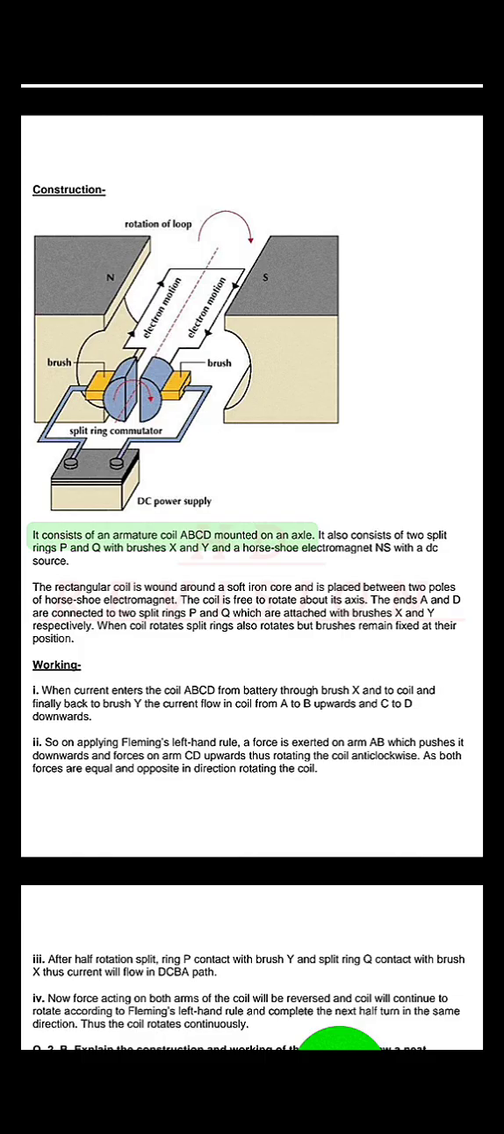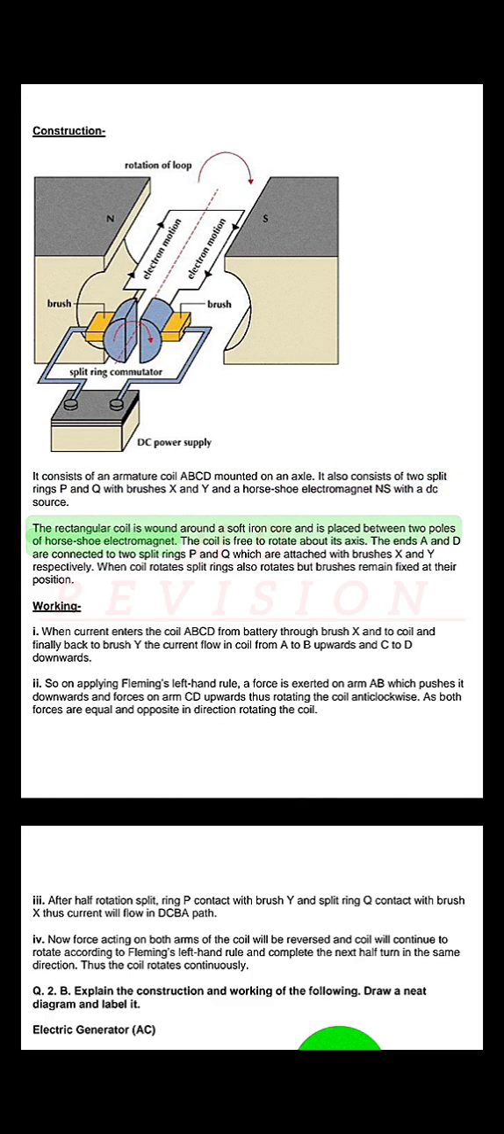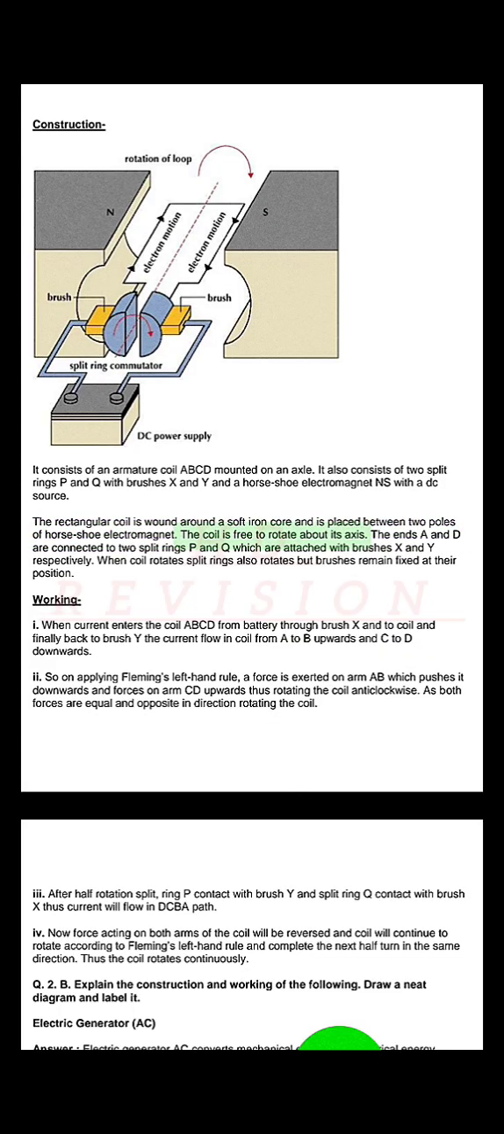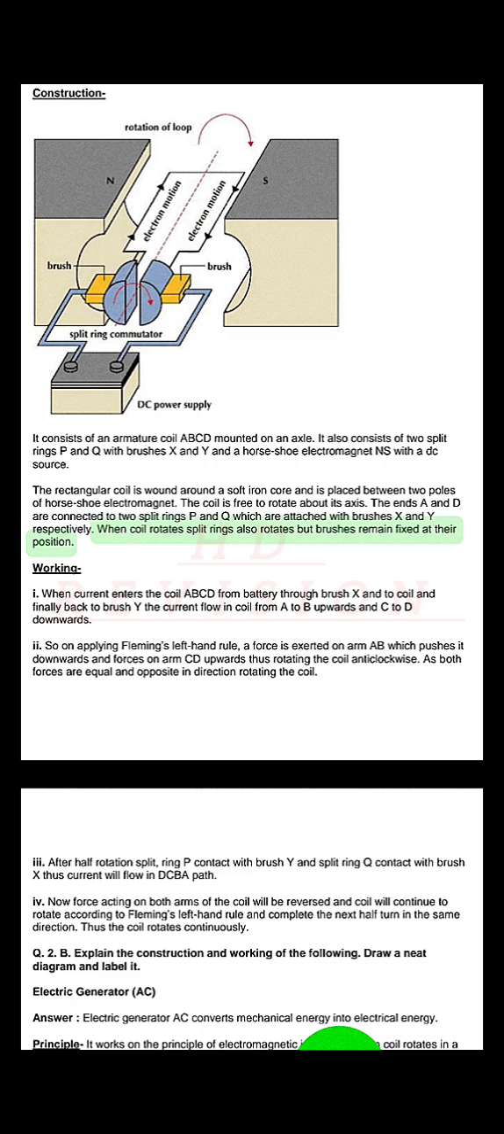Construction. It consists of an armature coil ABCD mounted on an axle. It also consists of two split rings P and Q with brushes X and Y and a horseshoe electromagnet NS with a DC source. The rectangular coil is wound around a soft iron core and is placed between two poles of the horseshoe electromagnet. The coil is free to rotate about its axis. The ends A and D are connected to two split rings P and Q, which are attached with brushes X and Y respectively. When the coil rotates, split rings also rotate, but brushes remain fixed at their position.